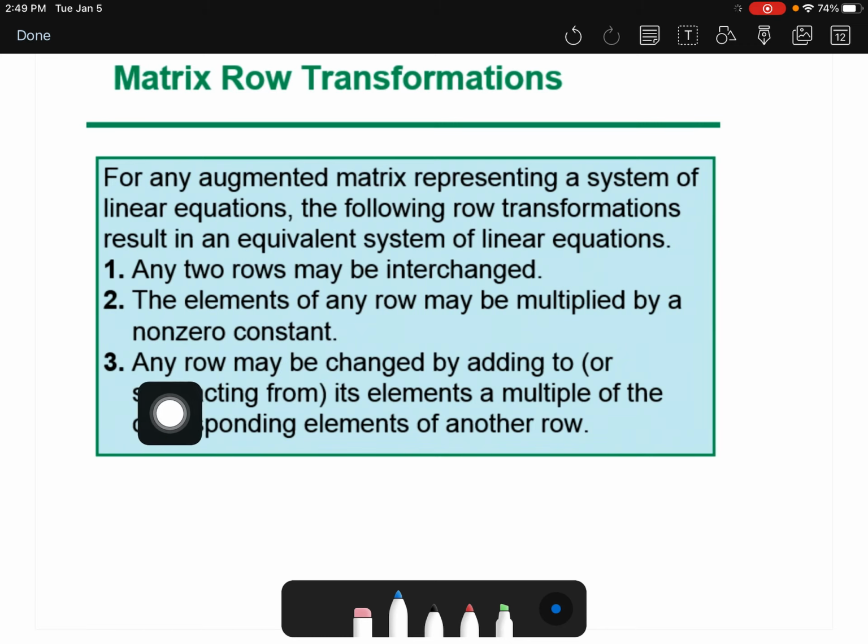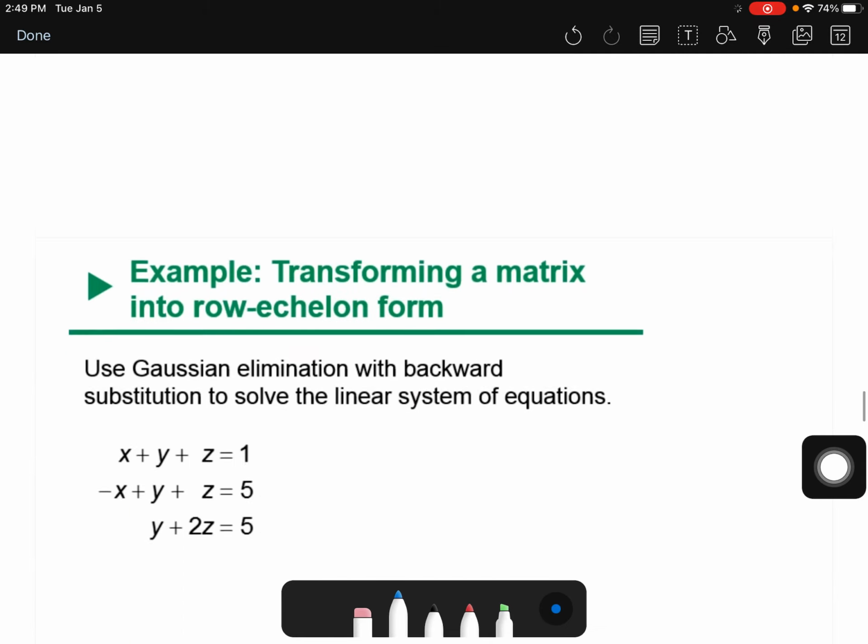So we can do that, and then also, just like when you use the elimination method for solving systems, you can add or subtract any two corresponding elements of the systems of equations, which would be the rows of the matrices. You can add them or subtract them.